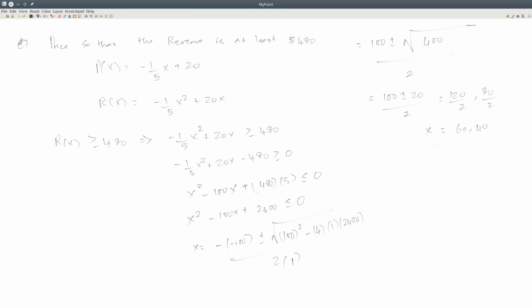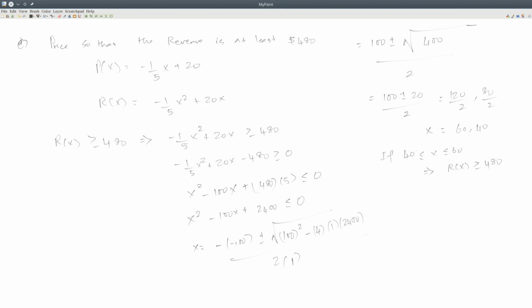So x must be, if we set the number of units between 40 and 60, then that would imply the revenue function would be greater than or equal to 480. So if we set the number of units between 40 and 60, the revenue function would be at least $480. So we've got to find the price range for the quantities that we have.